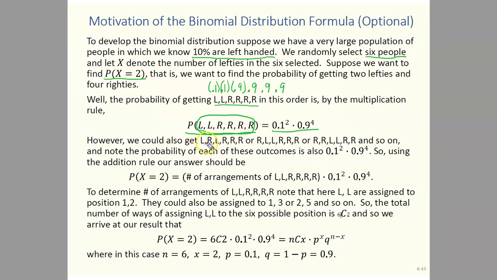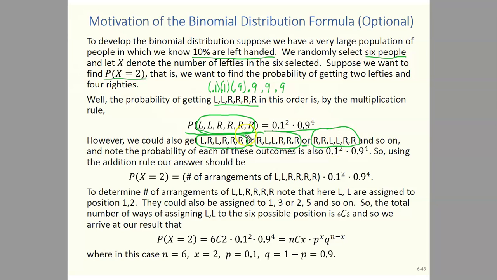Because we could get left, left, right, right, right, right, or we could get left, right, left, right, right, right, or we could get right, left, left, right, right, right, or, and when I use the word or, that means I use the addition rule instead of the multiplication rule. So I have to take the probability of this plus the probability of this outcome plus the probability of this outcome plus the probability of this outcome.